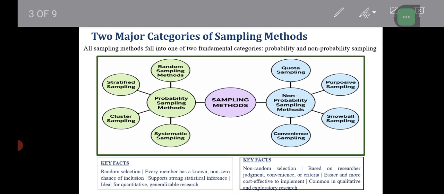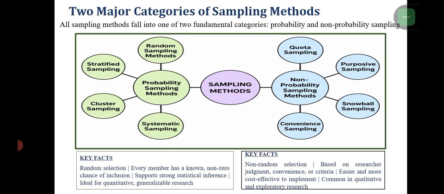Now let's see, there are two major categories of sampling. We have the probability sampling method and the non-probability sampling method. Now, why probability sampling method and why non-probability sampling method?